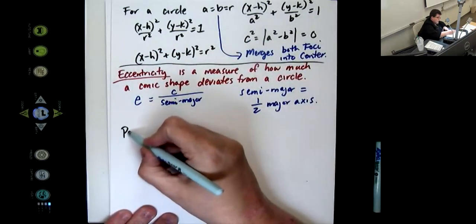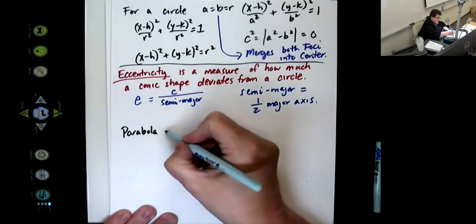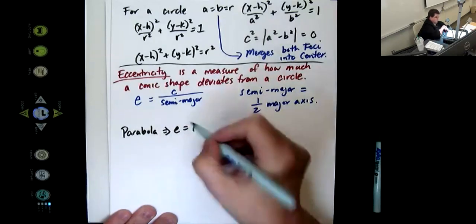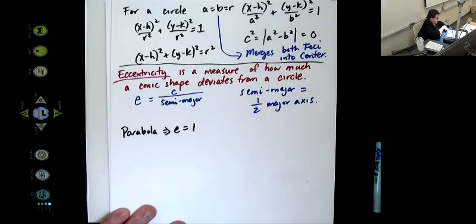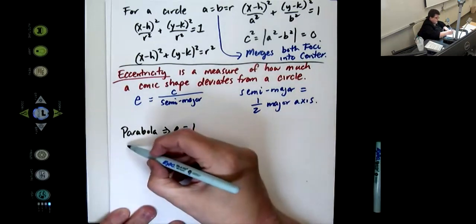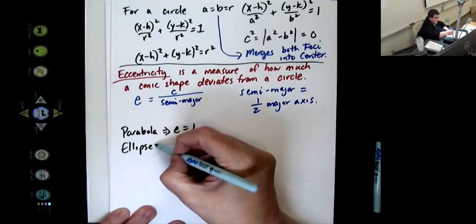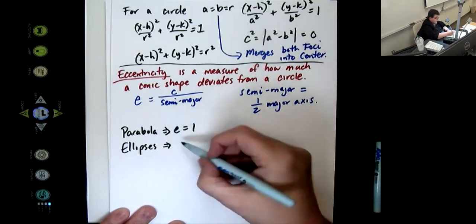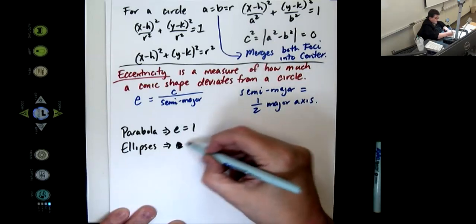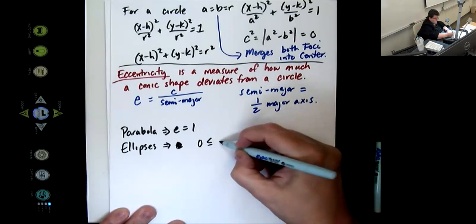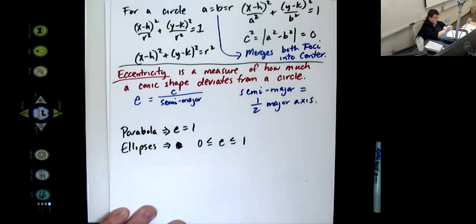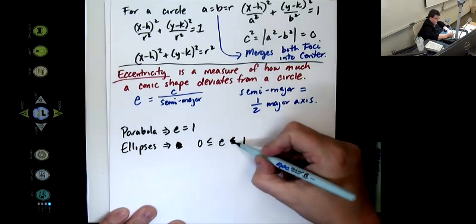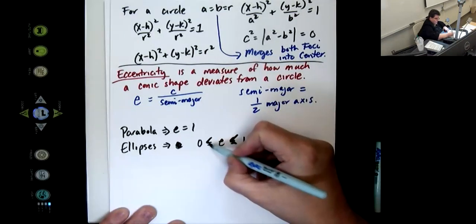For parabolas, which we did in 10.1, E equals 1. Ellipses, the eccentricity is always between 0 and 1. Well, not 1 and not 0. No equal sign.